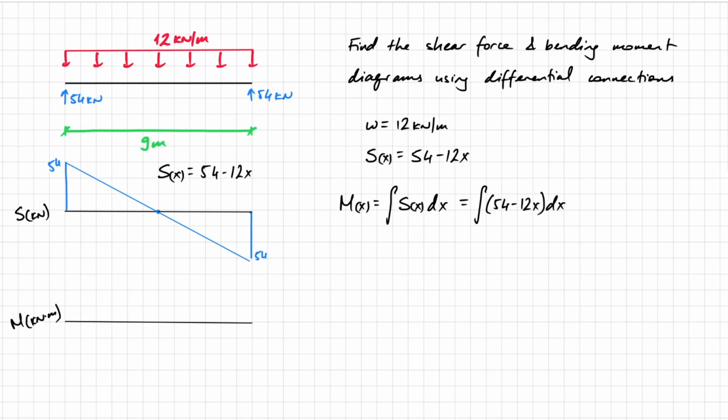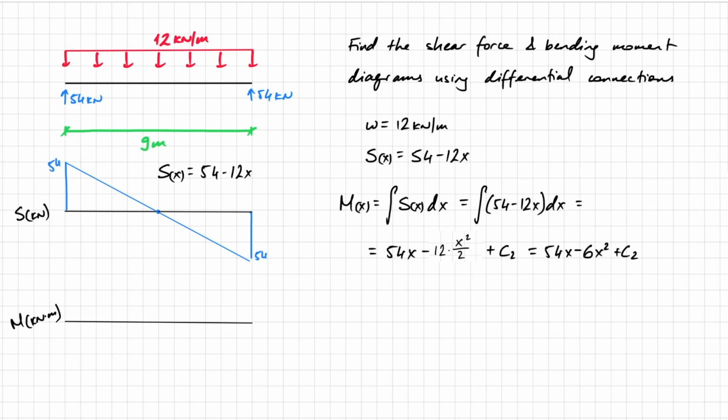And if I do that, I start off with a constant once again, so that becomes 54x, and then I have minus 12 times an integration of x, which is x squared over 2, and obviously another constant of integration, so plus C2. So just rewriting that so it's a bit nicer, 54x minus 6x squared plus C2. So once again, I have another constant of integration and I need to find what that is.